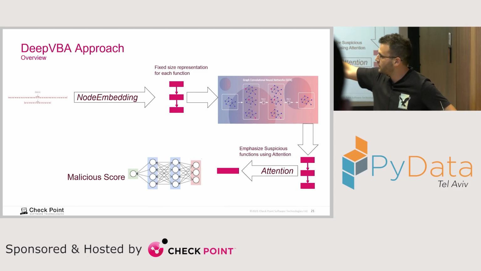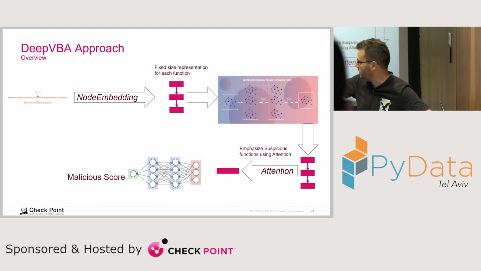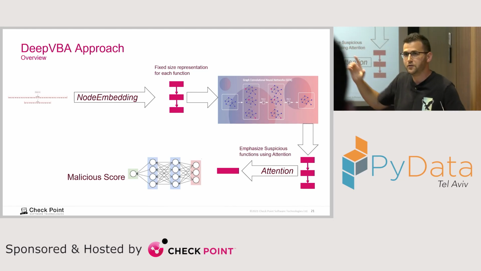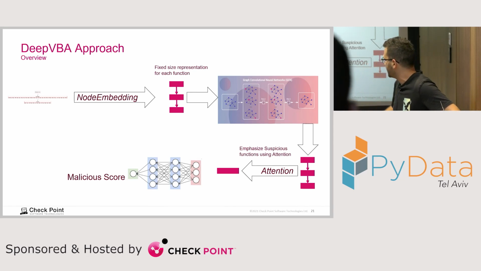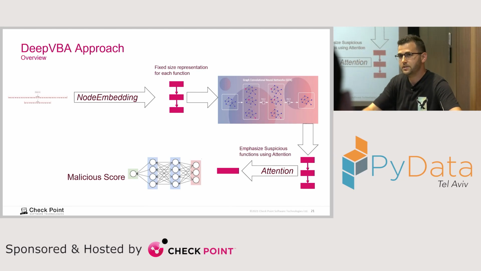And remember, for this call graph, we eventually want to have a malicious score. Okay, so this is a graph-to-one architecture. So we use an attention layer that has a cool side effect that it emphasizes suspicious functions to basically clamp it down into a single graph embedding. That graph embedding is then fed into a few linear layers to output the malicious score.